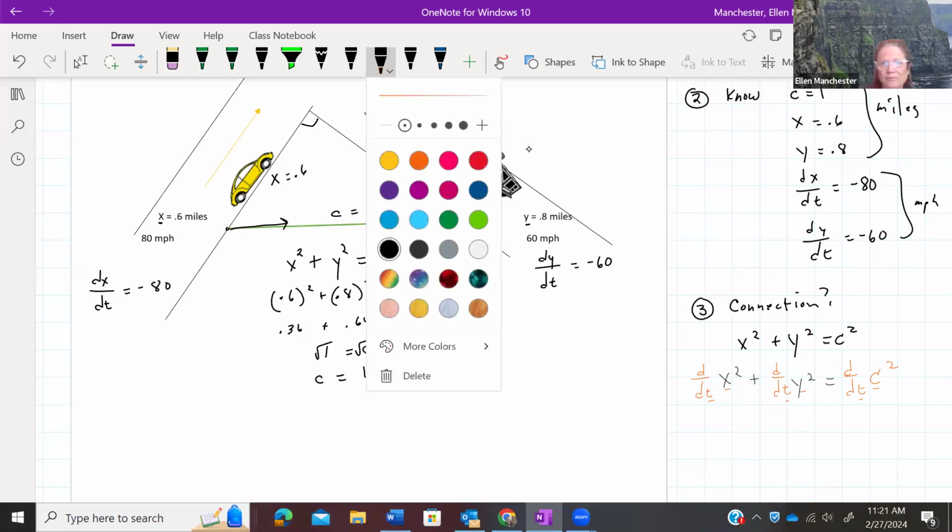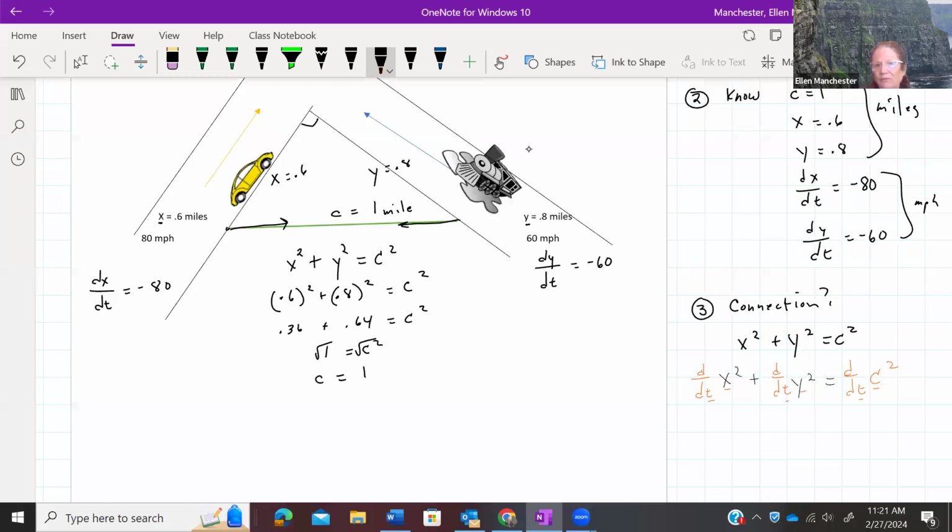Okay, so here we go. The derivative of x squared with respect to time. I find the derivative of x squared is 2x, and then I have dx dt, because remember, we peel this 2 off, and what's left is dx dt. Same thing here. The derivative of y squared is 2y. I peeled my 2 off. What's left is dy dt.